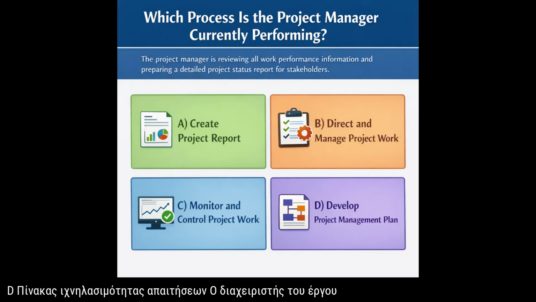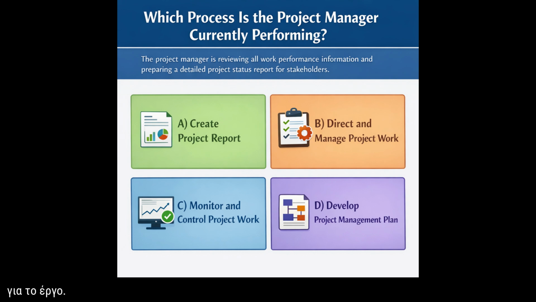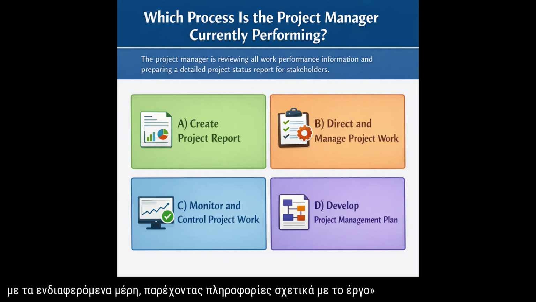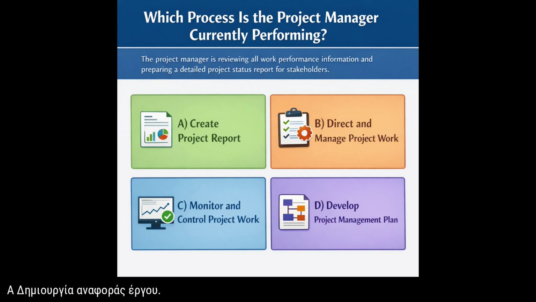The project manager has carefully reviewed all the work performance information generated so far for the project. He is now preparing a comprehensive project status report to share with stakeholders, providing insights into the project's progress and performance. Which process is the project manager currently performing? A. Create project report, B. Direct and manage project work, C. Monitor and control project work, D. Develop project management plan.